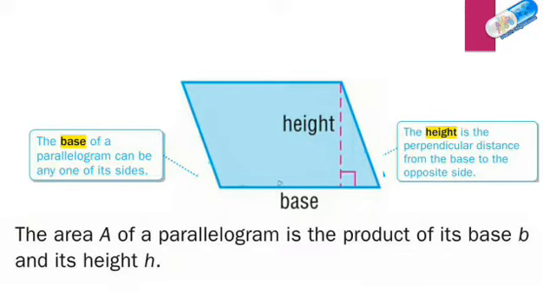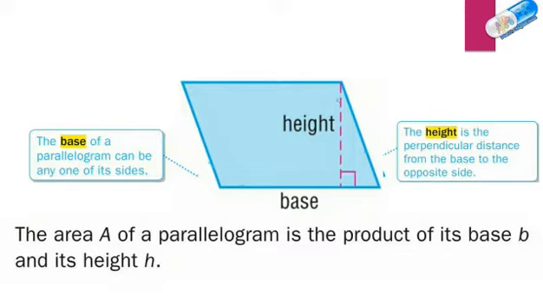Each two opposite sides are parallel and equal in length, and two of the angles are obtuse angles and two of them are acute angles. So a parallelogram has something called a base. What is a base? A base of a parallelogram can be any one of its sides. So this side can be called a base, or this side, or that side, or that side.